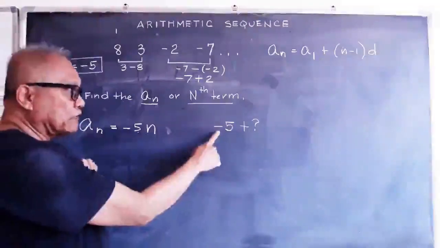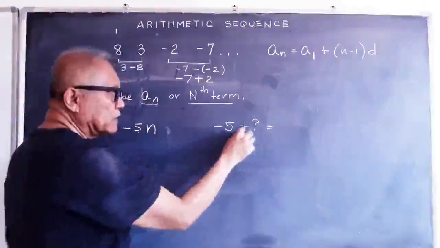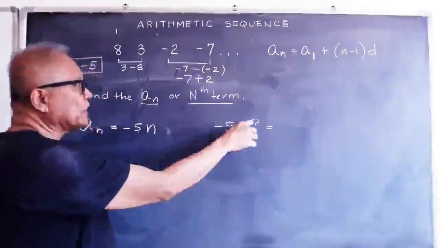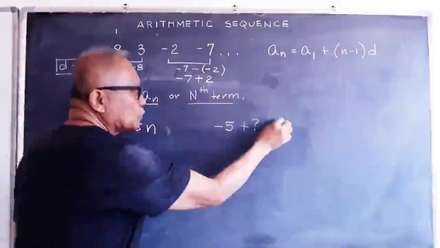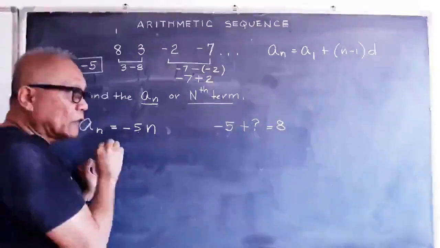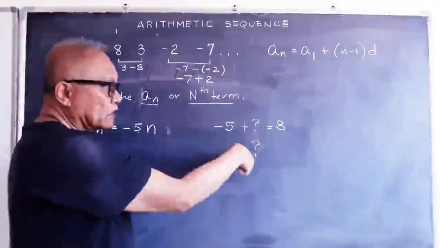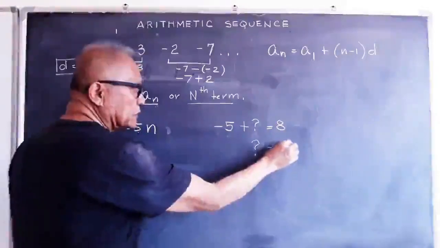So we have negative 5 here plus a number here is equal to what? This when you add should be equal to the first term, because this one is the first term, 8. So I'm going to put the 8 here. Okay? Now the unknown, which you can replace by x, is equal to 8.